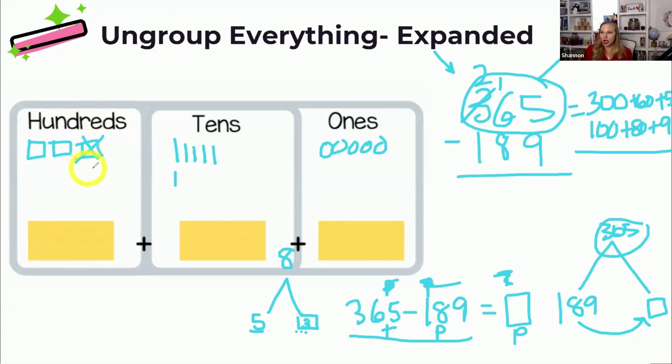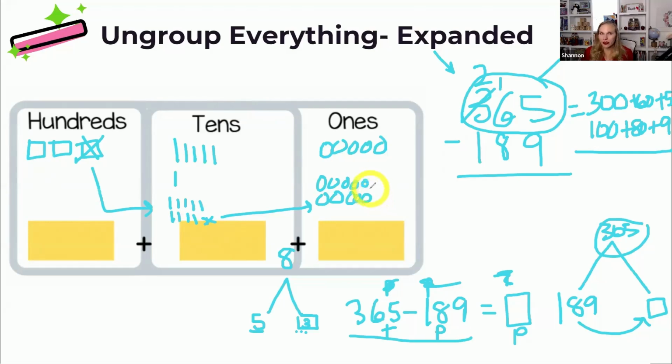So I ungrouped 100, and when I ungroup 100, I get 10 tens. Now I can ungroup a 10, and I would get 10 ones. That's ungroup everything. Let's just go ahead and make our life simple, and let's just go ungroup everything. Even if we don't need it, we can just ungroup it all. Okay, or I can go place by place and say, do I need to ungroup? Yes or no. Do I need to ungroup? Yes or no. But that's going from the left to the right.